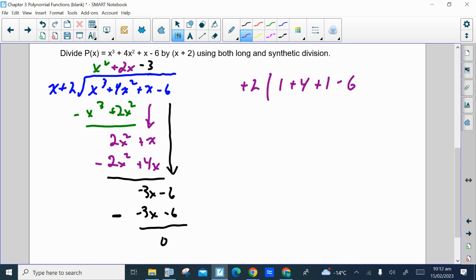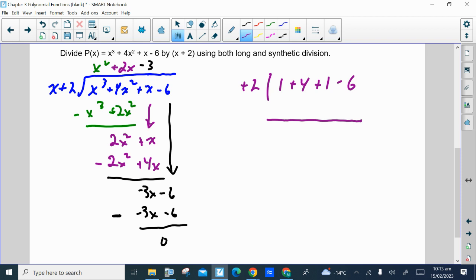So there's lots of differences. The first being that there's no variables in here at all. It just involves the coefficients. Secondly, when we did it with long division, the answer is at the top. With synthetic division, we're going to get the coefficients for the answer at the bottom, but we need to leave a space here because we're going to put some numbers above that line, but the numbers on the bottom will be the coefficients of the answer.